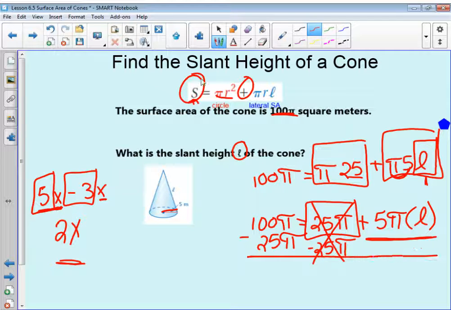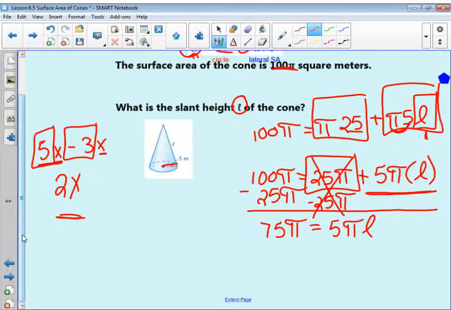Okay, so what do I have left? I have 75 when I subtract that with a pi sign equals 5 pi times L. Now I am going to work to get that 5 pi away from the L. I have to get it to just be an L there. Well, what's happening between all of these? They're multiplying. All three of those are multiplying. So to get rid of anything that's there, I'm going to have to divide them.